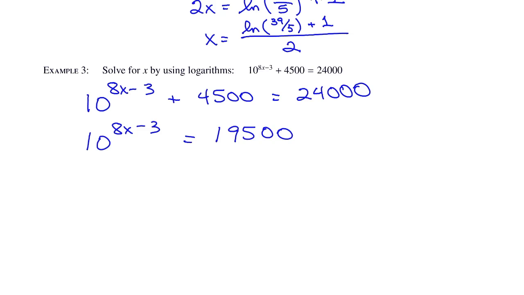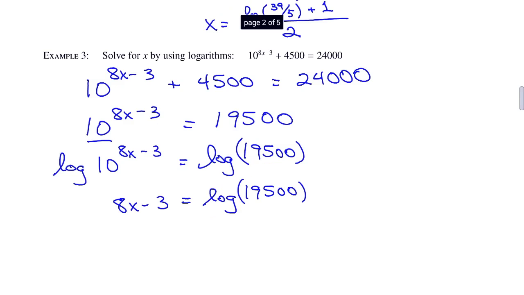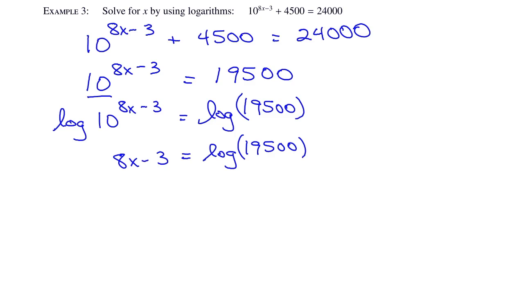Again, we want to take the log of both sides. Since the exponent is in base 10, we'll take the log in base 10, which is common log. The common log of 10 raised to the 8x minus 3 is just 8x minus 3. And then we continue to solve for x. Move the 3 to the right side. And then divide by 8.